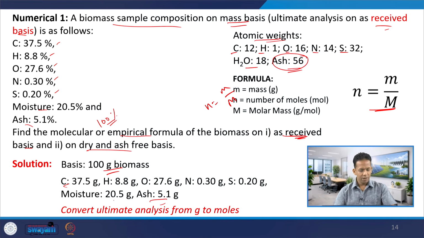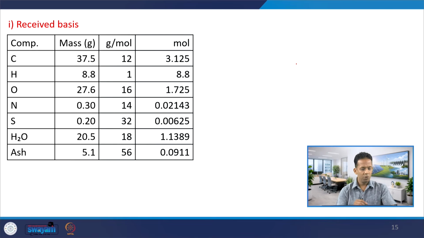So, let us convert this ultimate analysis in grams to moles. How will we do it? We will just divide each of these by their atomic weight. For moisture, we will use 18, for ash, we will use 56. So if you draw a table like this, listing all the components, the masses were known to us from the question and the given data. Now we divide each of these components by their atomic weights.